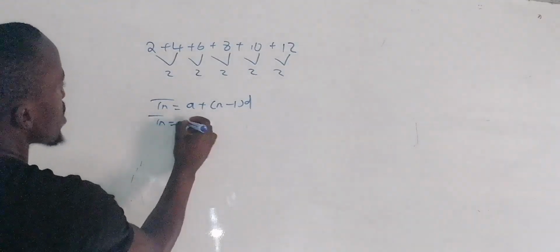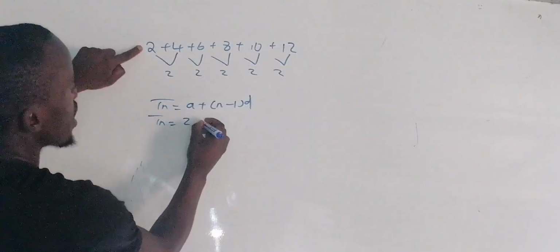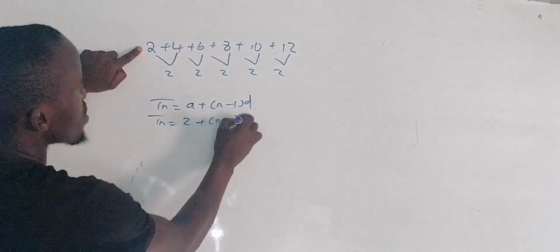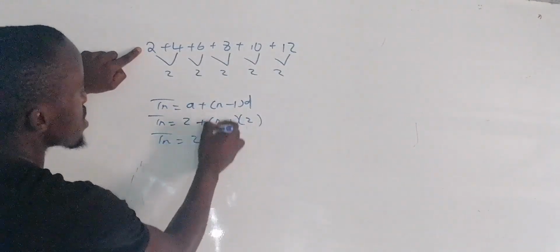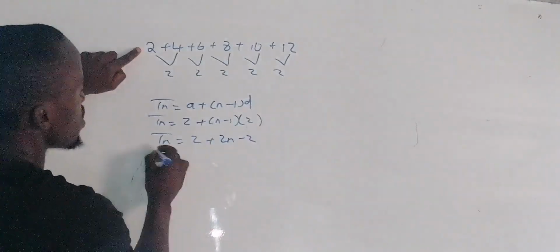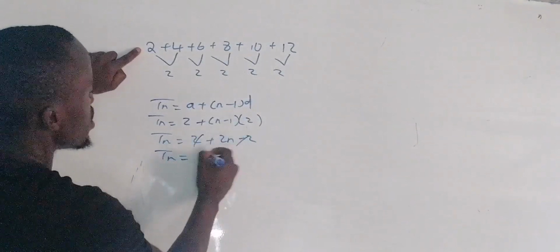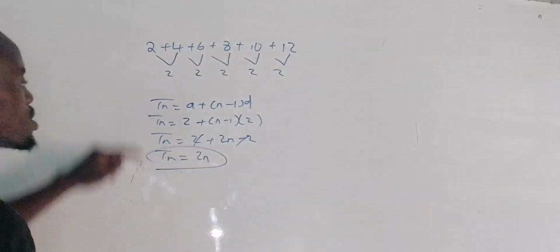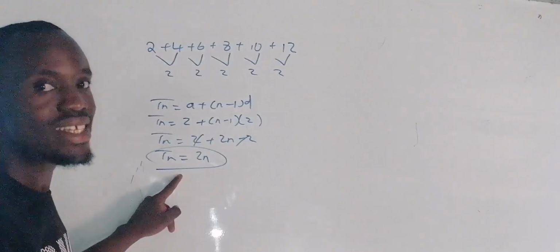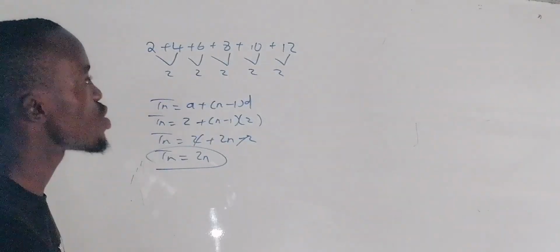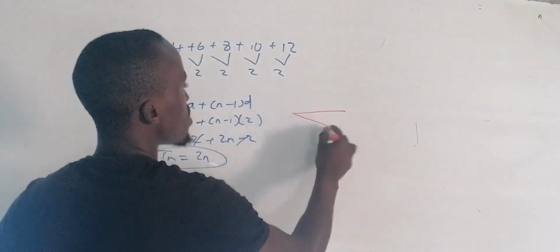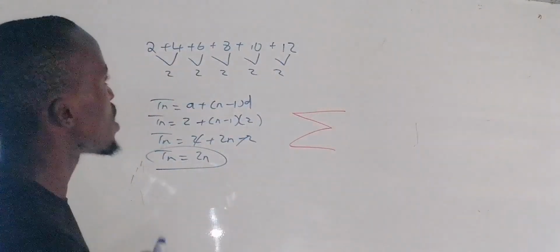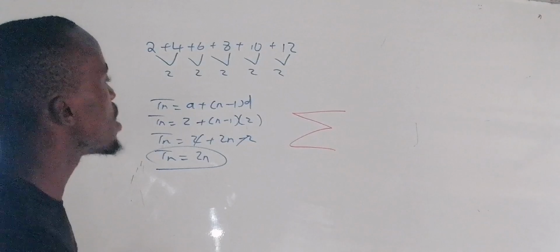Therefore Tn equals A, which is 2, the first term, plus n minus 1, then what's D? It's 2. Therefore Tn becomes 2 plus 2n minus 2. For our answer, it will be 2n. Remember, this represents the sequence, not the series. So for us to represent the series, we use what? Sigma. Since the question says that you must represent this in sigma notation.